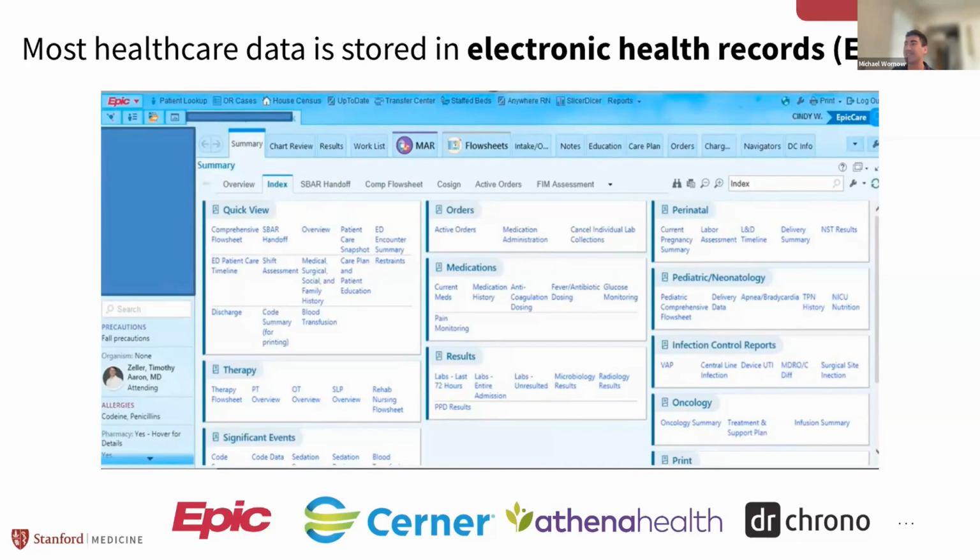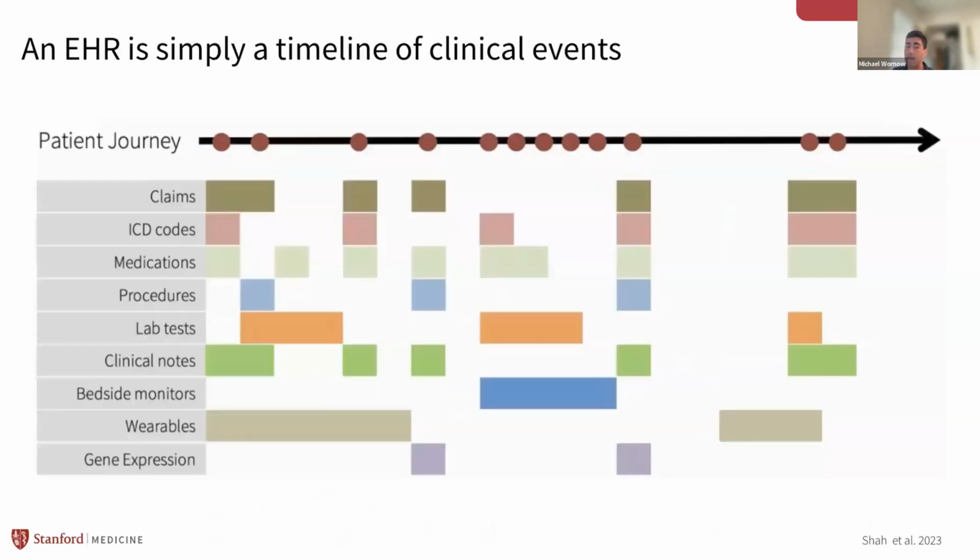And so obviously, this user interface is kind of overwhelming, but the underlying data structure that we care about is actually pretty simple. You can think of it basically as this diagram here, which is simply a timeline of events happening to a patient over time.